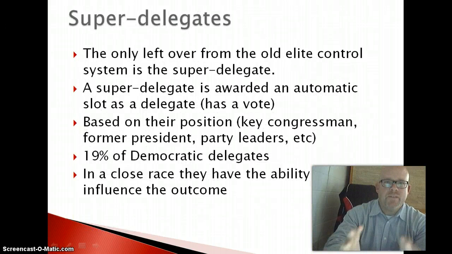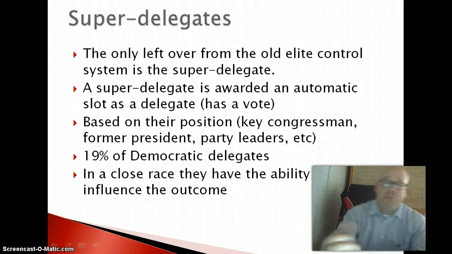One of the last little pieces that remains from this elite party control is the idea of a superdelegate. These were really popular in 2008 and could have had a big impact on the Obama-Hillary campaign in terms of who was going to get the nomination. Of course, you know that Obama ended up winning out. The superdelegates really were not an issue.